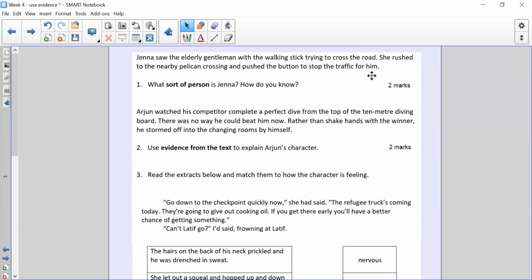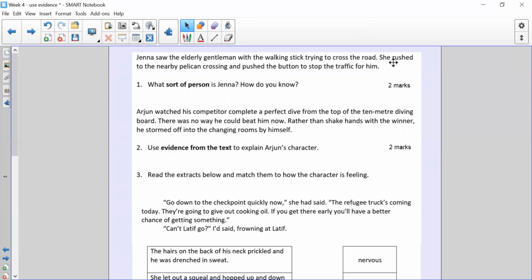So you can see here, if we do the first one together, it says, Jenna saw the elderly gentleman with the walking stick trying to cross the road. She rushed to the nearby Pelican crossing and pushed the button to stop the traffic for him. So in your mind, what's really helpful, and what helps me a lot, is I try and picture this. I don't just read the words, I actually understand what I'm reading. So I'm trying to paint now a picture in my mind. I'm seeing this old man standing on the sidewalk. He wants to now try and cross the road. He's got a walking stick.